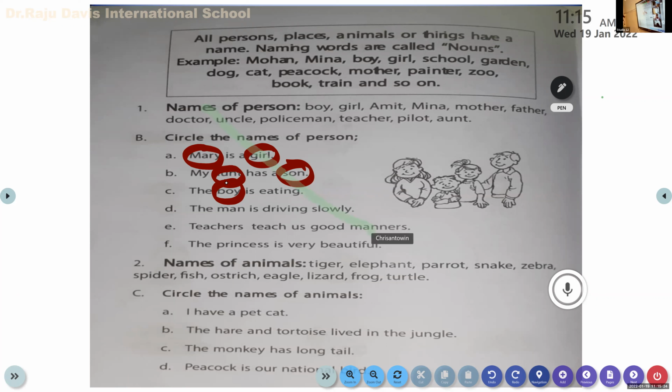The man is driving slowly. Slowly, very good. So come on, identify the person. Yes, Joseph, come on. The man is driving slowly. Come on, identify the person there. Who's the person there? We should be able to identify the person in the sentence. Who's the person there?